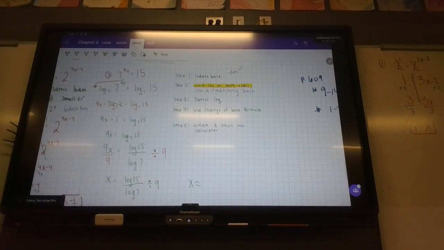Can I take a picture of that? So you have to try it. See if you can even enter that in. Fraction button, hit the log button twice. 15. Log button twice. 7. Divided by 9.